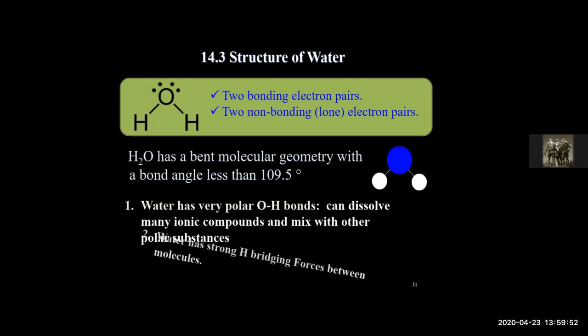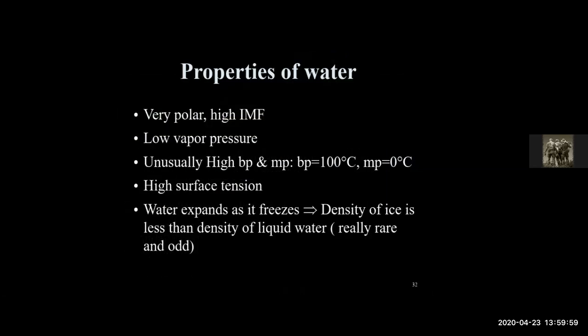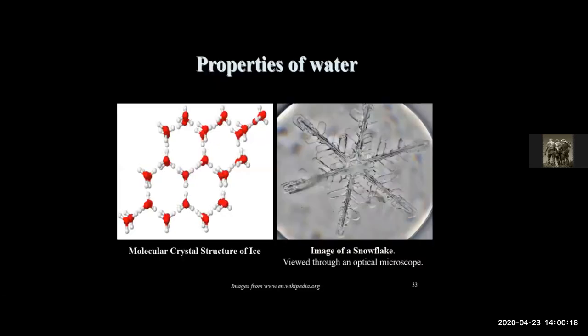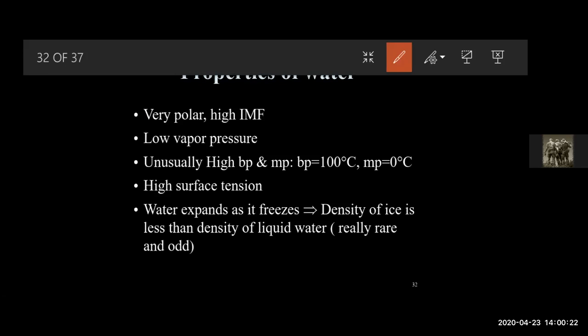Okay, and there's a very strong force, the hydrogen bridging force between molecules. Now, properties of water: very polar, very high IMF, low vapor pressure, usually a high boiling point or melting point. We've got 100 degrees and 0 degrees Celsius. Has a high surface tension. And something interesting about water that doesn't occur with a lot of molecules is that on freezing, it actually expands.